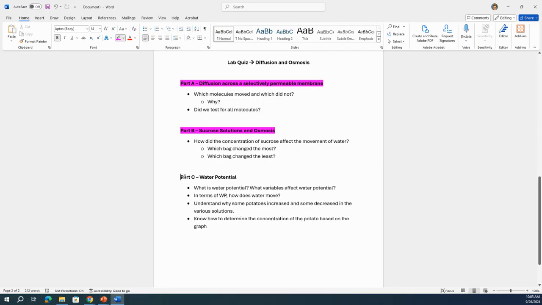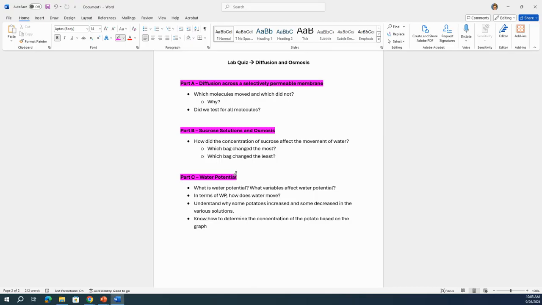And then part C was water potential. Now in the actual lab packet, it describes the procedure. It's very similar to the video that we watched. The only difference was in the video, we looked at length of the potatoes. In the actual lab, we would have measured the mass and done percent change like we did in part B.